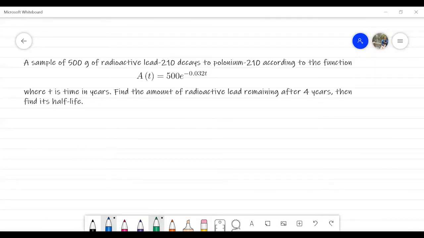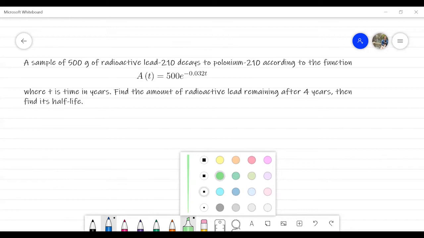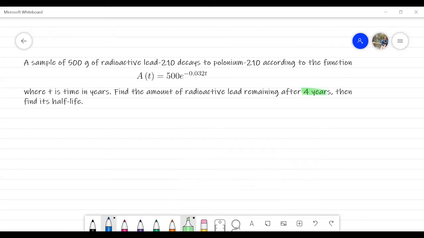Okay, so we want to look into a half-life question. It does have two parts. So we're going to start by looking at how much of this is left after 4 years, and then we're going to move into the half-life of it. So you get double practice here.